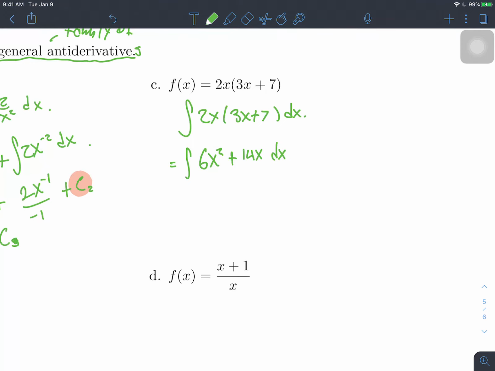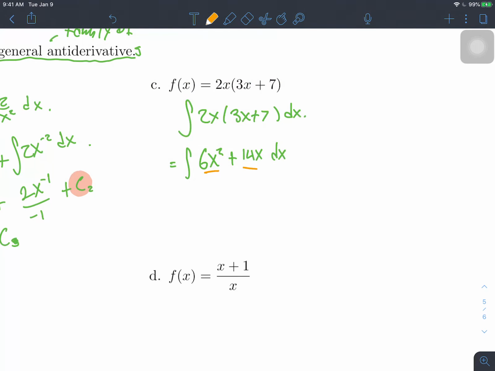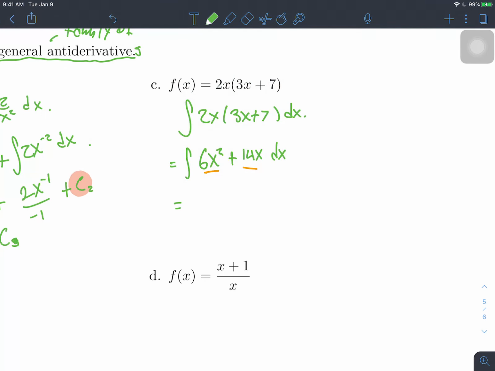Now I know how to do the antiderivative of each of these terms, and I know that since the antiderivative of a sum is the sum of the antiderivatives, I could just go ahead and do those antiderivatives individually. So how about 6x squared? What's its antiderivative going to be?